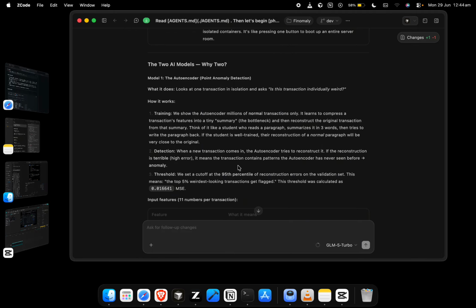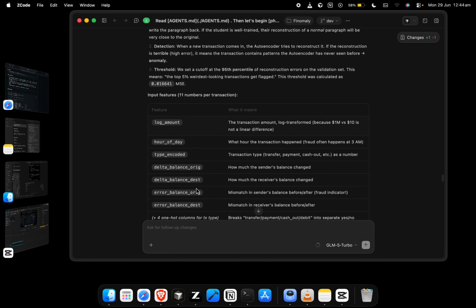So number 2, detection. When a new transaction comes in, the autoencoder tries to reconstruct it. If the reconstruction is terrible, that's high error, it means the transaction contains patterns the autoencoder has never seen before, which indicates an anomaly. The threshold: we set a cutoff at the 95th percentile of reconstruction errors on the validation set. This means the top 5% weirdest looking transactions get flagged. So this threshold was calculated as 0.016641 MSE.